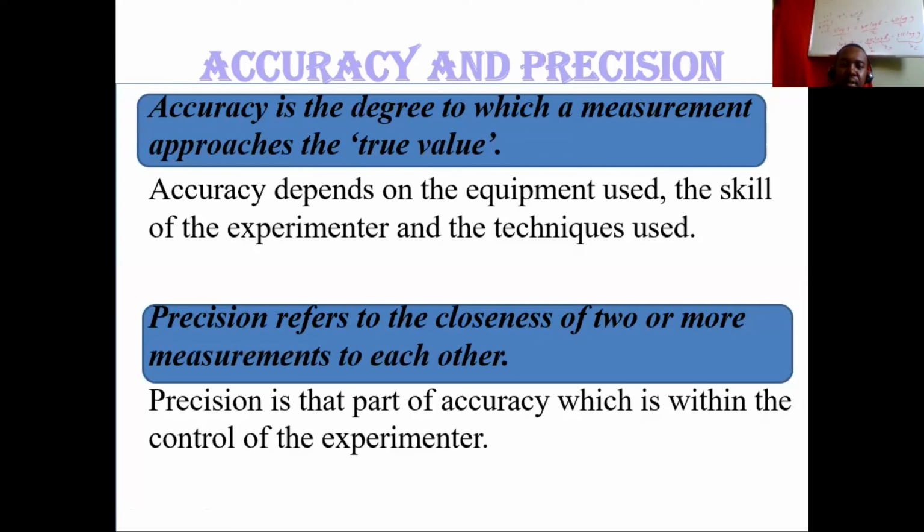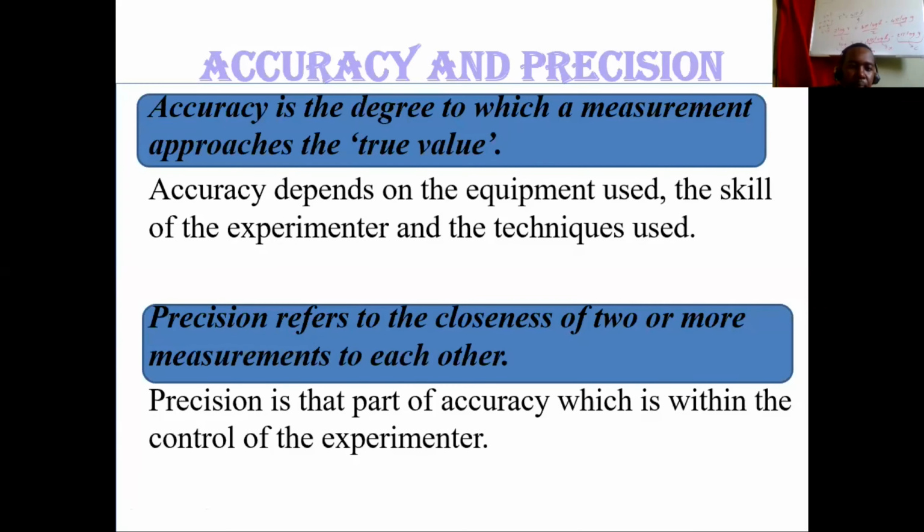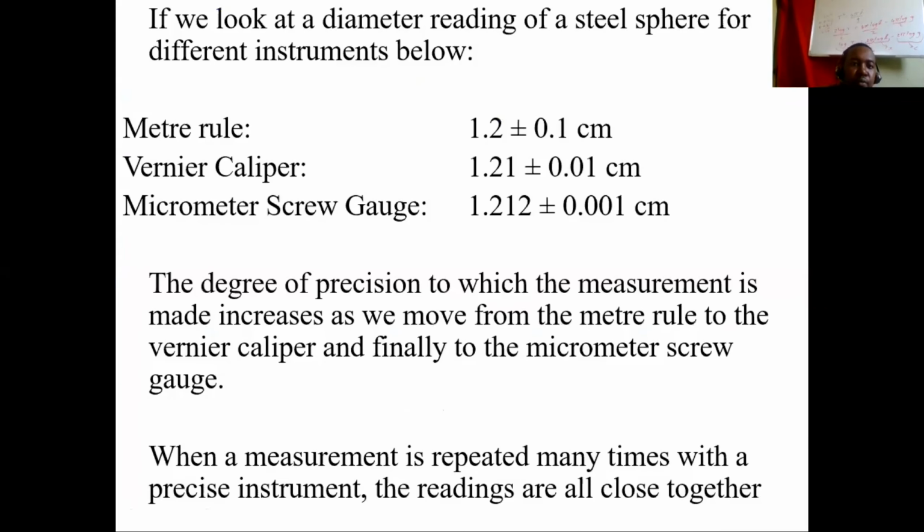All right, so that's something that you should be aware of, especially in physics where we do a lot of measurements. If we look at the reading of the diameter from a vernier caliper, the meter rule gives 1.2 plus or minus 0.1 centimeters.